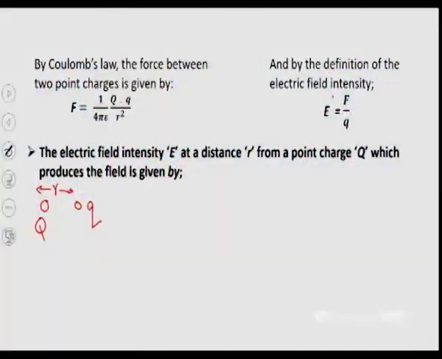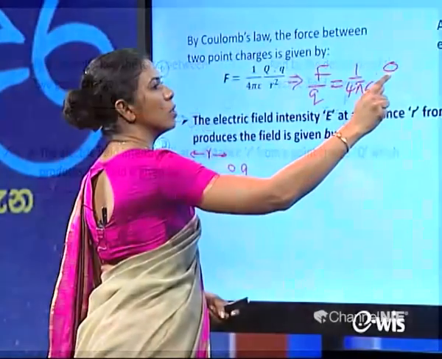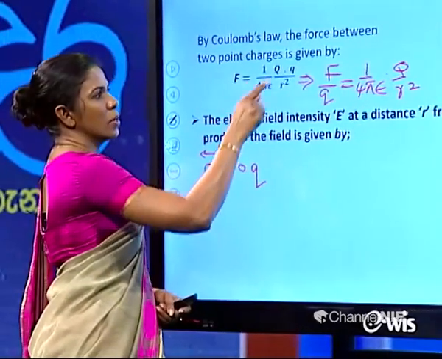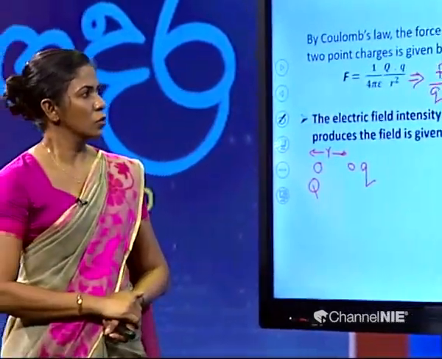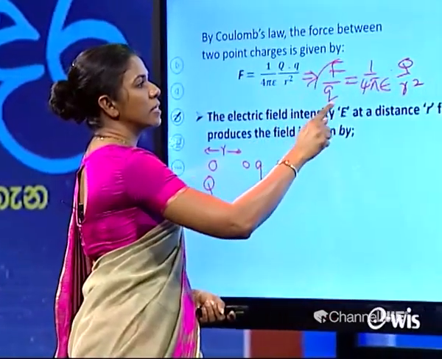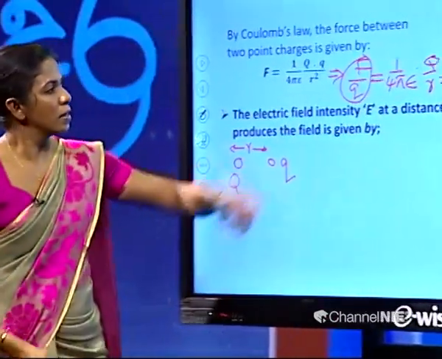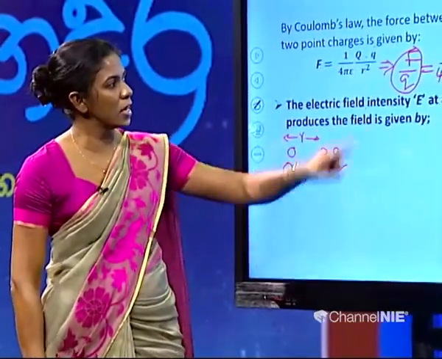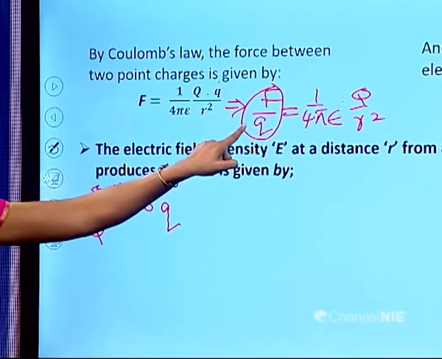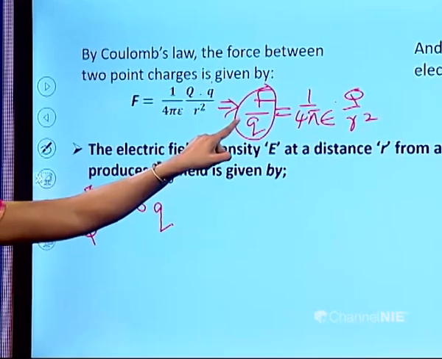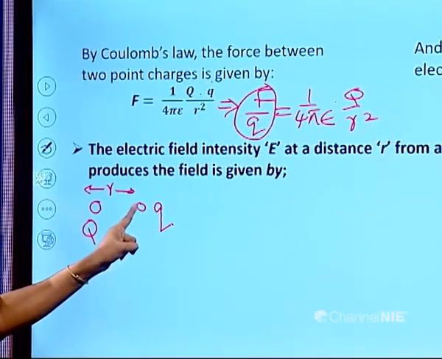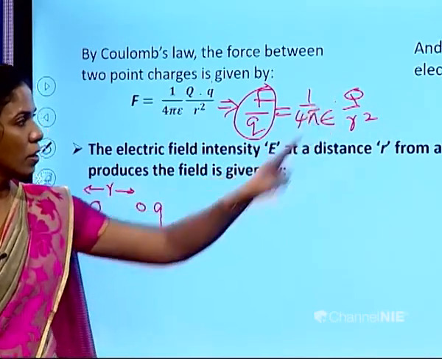From this equation, let me cross multiply and get small q here equals 1 upon 4 pi epsilon Q upon r squared. I express the same equation bringing small q down. So do you understand that that represents the same as that, where the force exerted per unit test charge represents the electric field intensity at that point? At what point? At a point small r away from the charge capital Q.